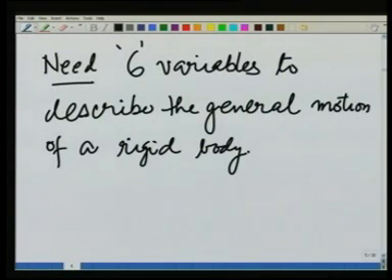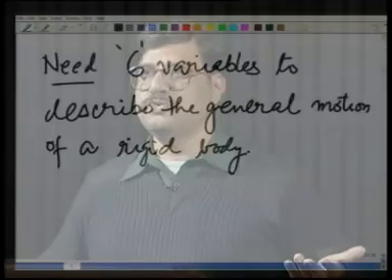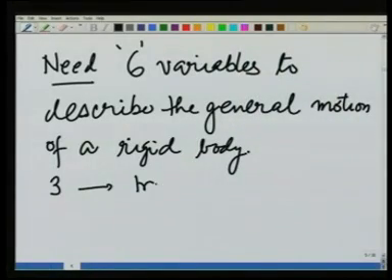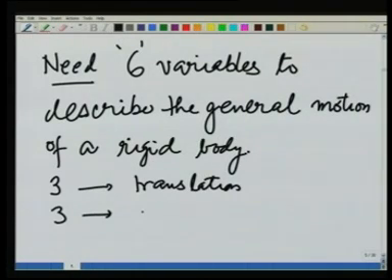In a rigid body there could be 10 particles, 15 particles, 10 raised to 23 particles. Why only 6? That comes because there is a big constraint we are working with. The constraint is no matter how many particles, the distance between two particles will always remain fixed, and that constraint reduces the number of variables that I need to describe the motion of a rigid body to 6. 3 of these are for translation and 3 for rotation.